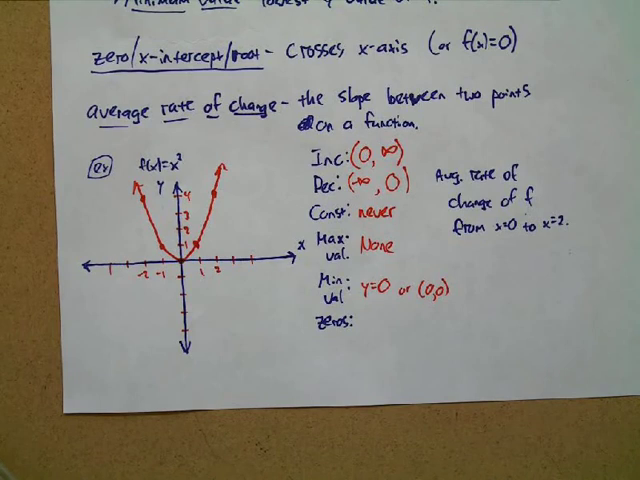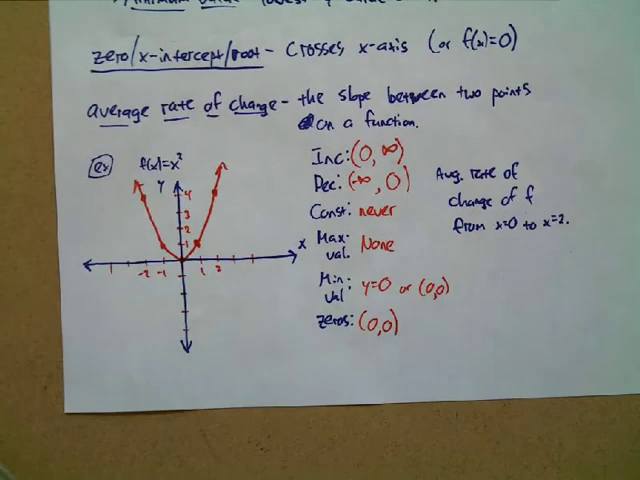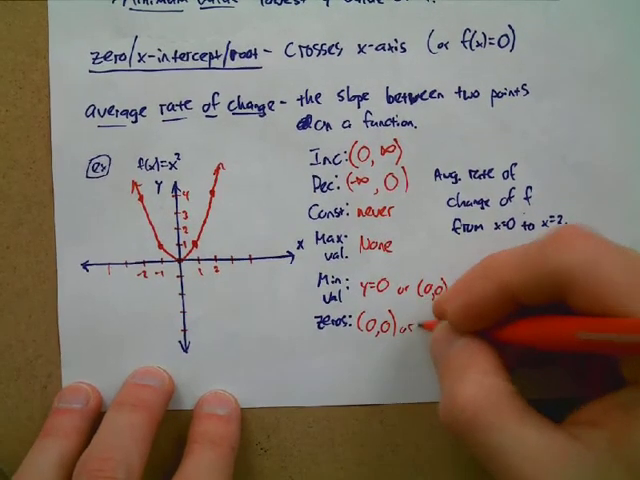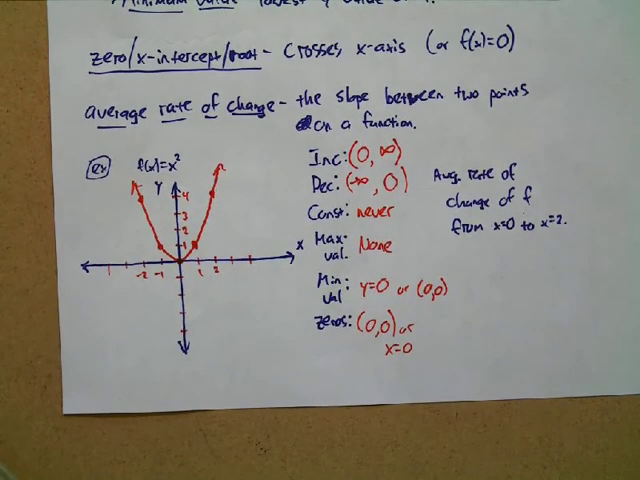Okay? All right, two more things here: zeros and the average rate of change. Do we ever cross the x-axis? Or I should say, more importantly, do we ever intersect the x-axis? At what coordinate do we intersect the x-axis? We do. Zero, zero, that's right. Or you could just say x equals 0 if you like there too. So you give me the full coordinate or just the x coordinate there.